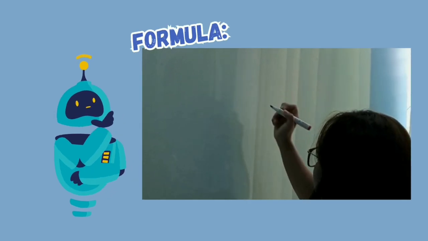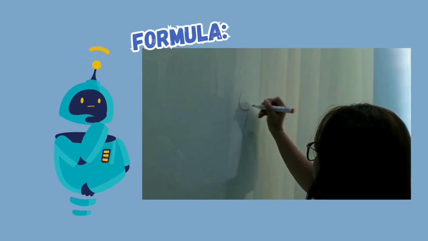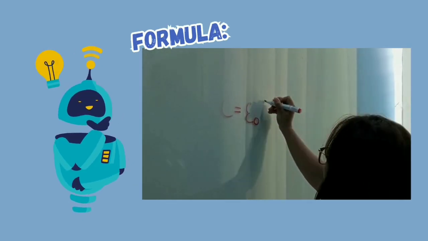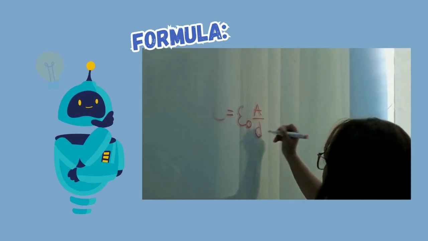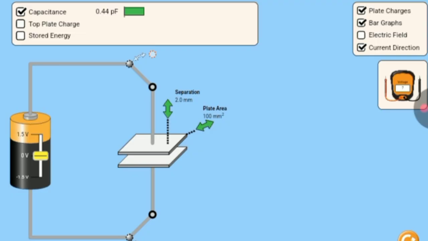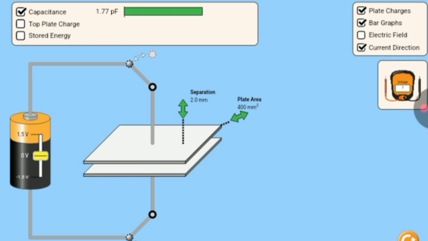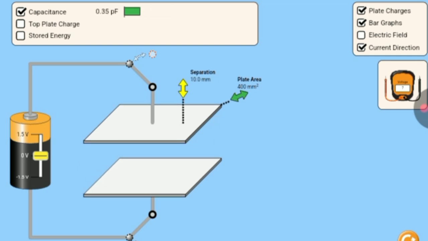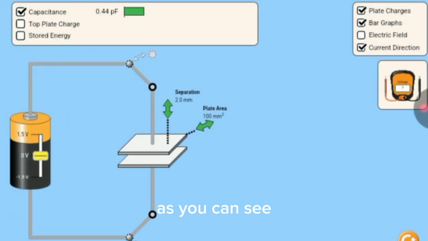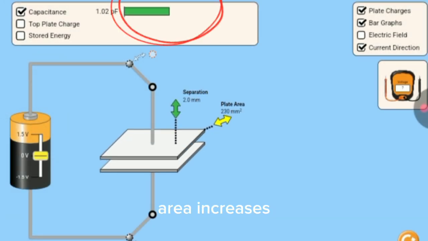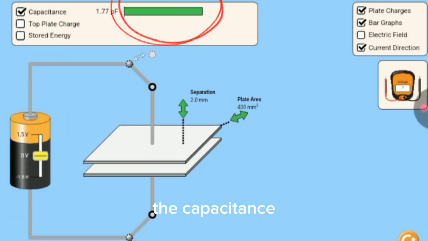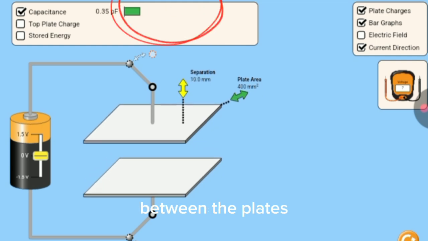The formula for the capacitance of a parallel plate capacitor is C equals epsilon naught times A divided by d. Now let's use the simulation to show how the capacitance changes when we modify the area of the plates and the distance between them. As you can see, when the plate area increases, the capacitance increases. If we increase the distance between the plates, the capacitance decreases. Let's try with an example.